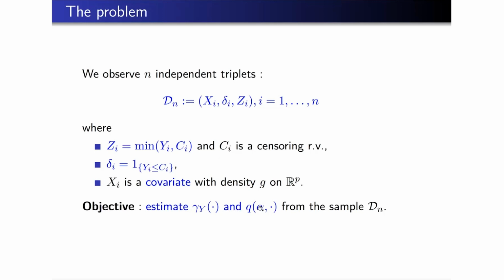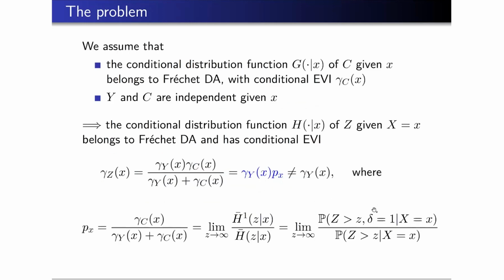And we can estimate also Q, I say QY here, because it is the quantile function associated to this gamma Y, but from this sample Dn. Okay, and now this is the problem. It is, I think, well posed. The conditional distribution functions of these variables are in the Fréchet domain of attraction, and we can conclude that gamma Z is this expression, and it is gamma Y times p of x.